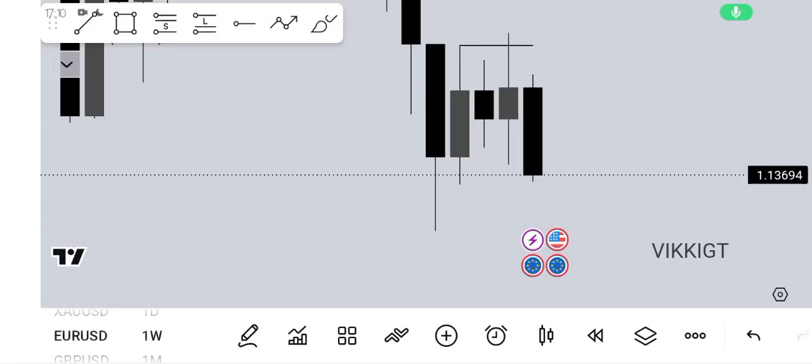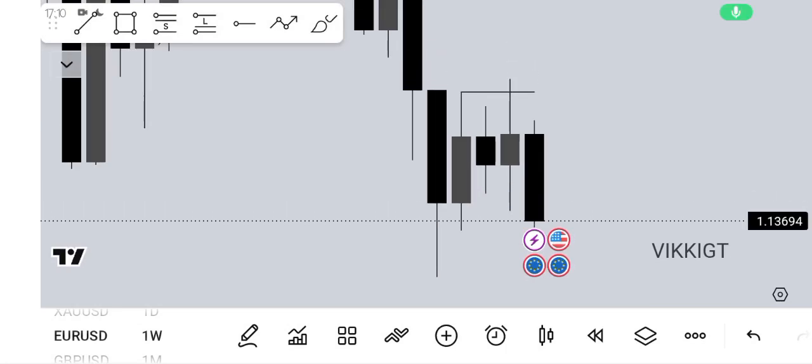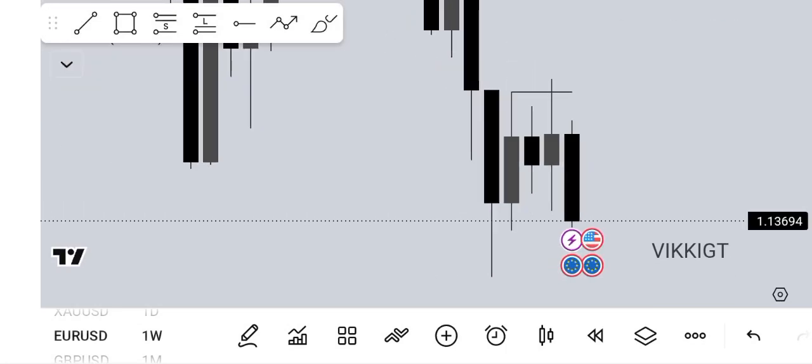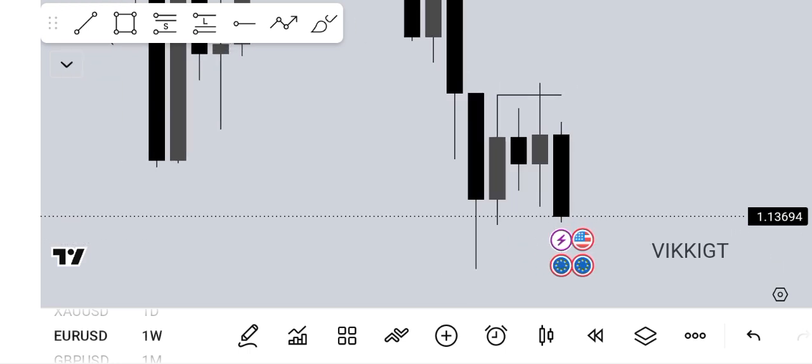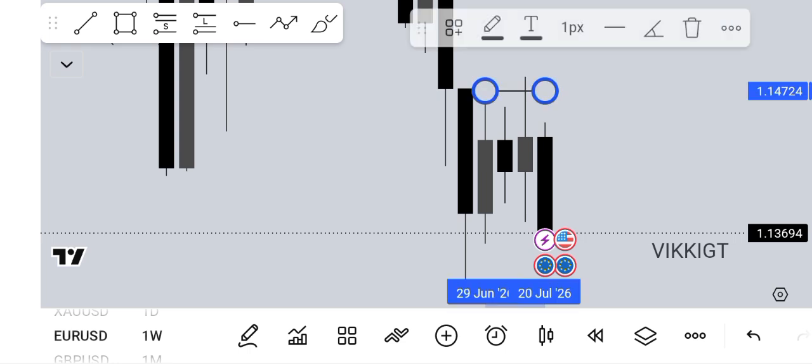Good everyone, and here is my outlook on the pairs that I'm going to be focusing on. And if you have a pair you also want me to check, you can just tell me, you can DM me, and then I'll drop my outlook on it.